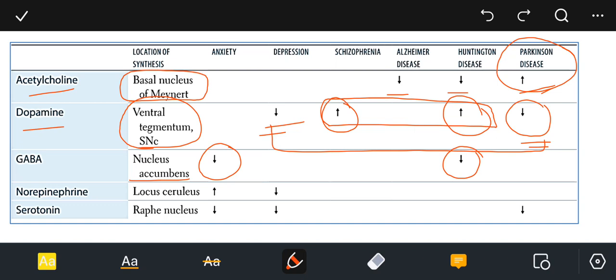Then norepinephrine is produced in the locus ceruleus. It is increased in anxiety, and it is decreased in depression. Then we have serotonin that is produced by the raphe nucleus. It is decreased in anxiety and decreased in depression and also decreased in Parkinson's disease.